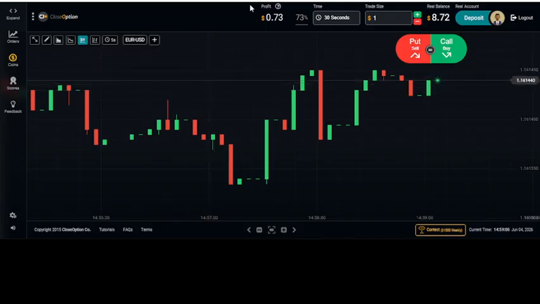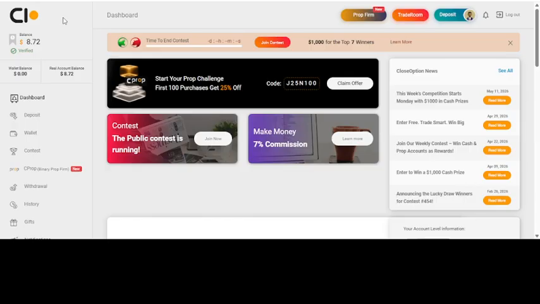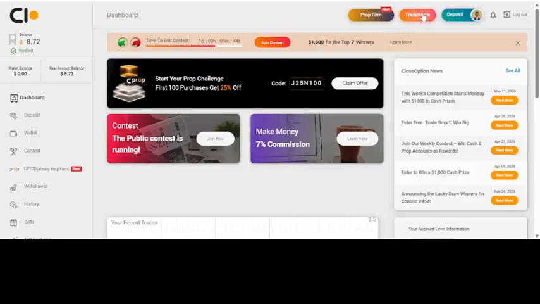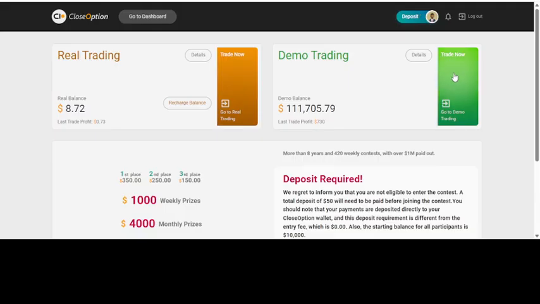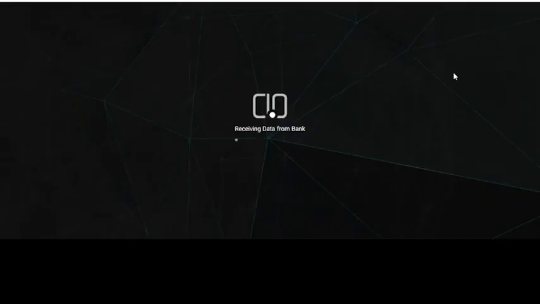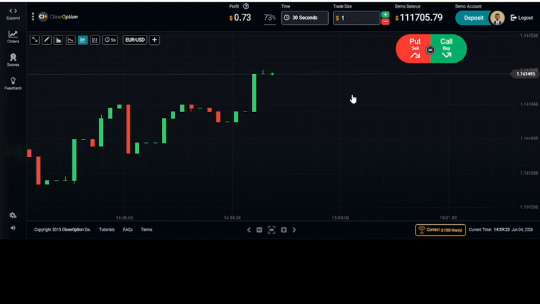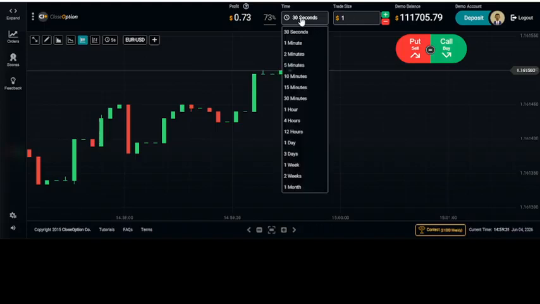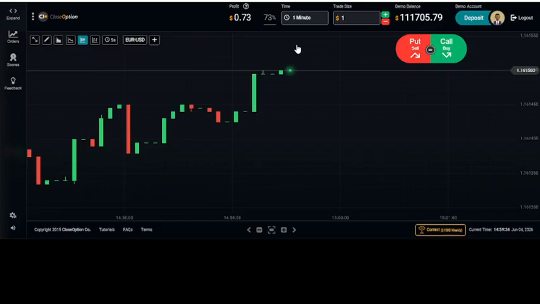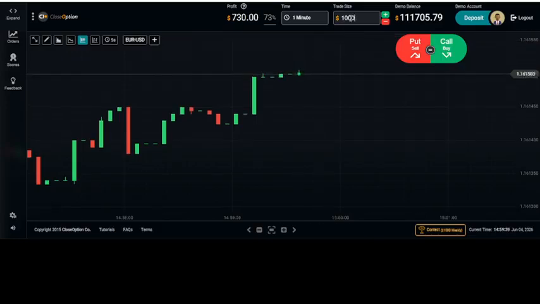Okay, so let's go back to our demo. Go to the trade room here. Let's load up the demo account. All right, so I reloaded the demo account, so I have to go back and change all the settings here. Let's go back to 1 minute, because we're going to be looking at those 1 minute signals on TradingView. Let's increase our trade amount here to 1,000.